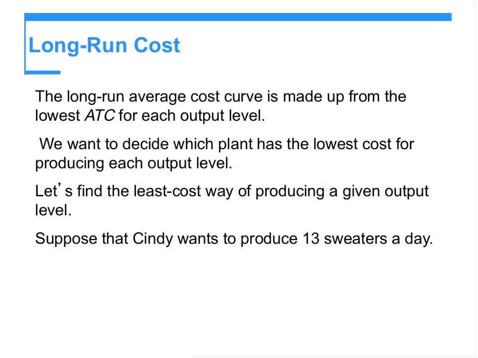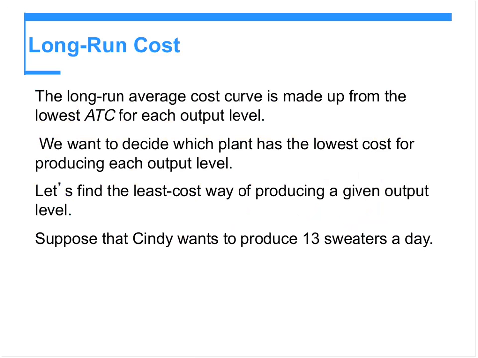So the long run average cost curve is made up from the lowest ATC for each output level. We want to decide which plant has the lowest cost for producing each output level. Let's find the least cost way of producing a given output level.